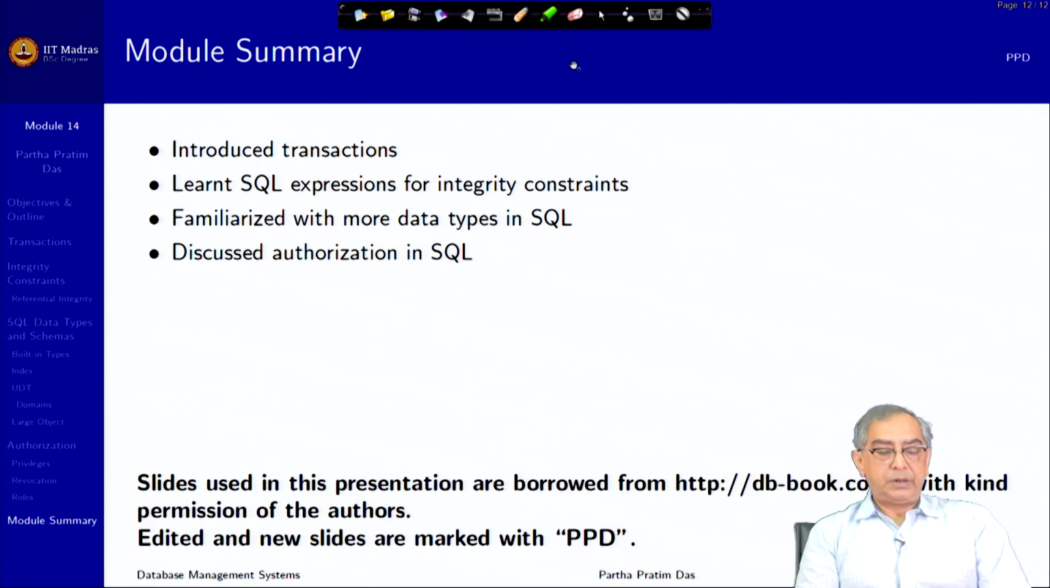So, that was about authorization. In this module, we have discussed 4 very key areas: the transactions, which are the building block of databases; the integrity constraints, which are necessary for consistency. We will see a lot more of both of these later on. Then certain extra data types, and finally, the issue of authorization, and maybe we will try to do some more of that in later modules.